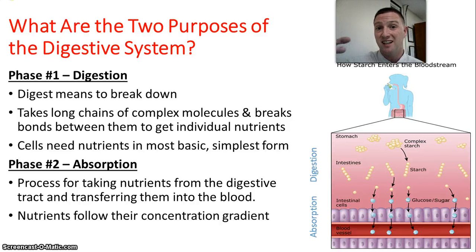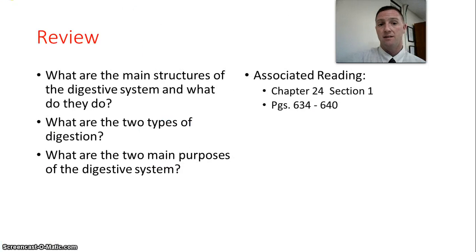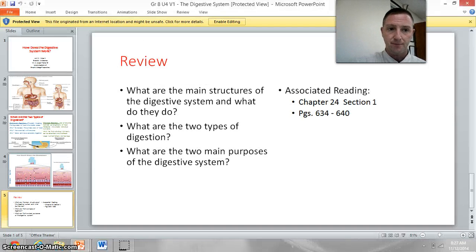Okay, it's not just digestion. Everybody gets that the digestive system does digestion. Duh. Okay, you need to understand what it means to digest. Okay, to break down and break down. But the reason we break it down is so that we can absorb it. We need these nutrients to get into our blood supply, our circulatory system. How do we do that? We absorb it after we digest it. Okay. So that's the first one.